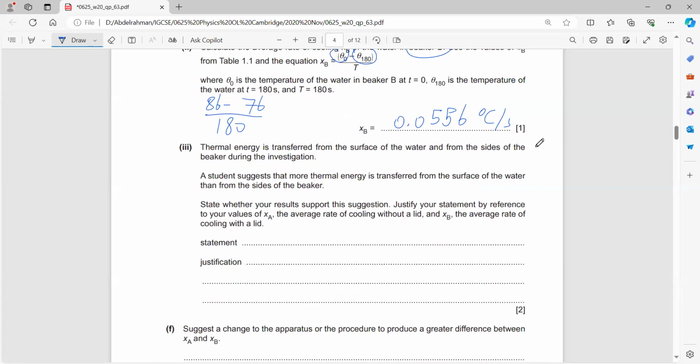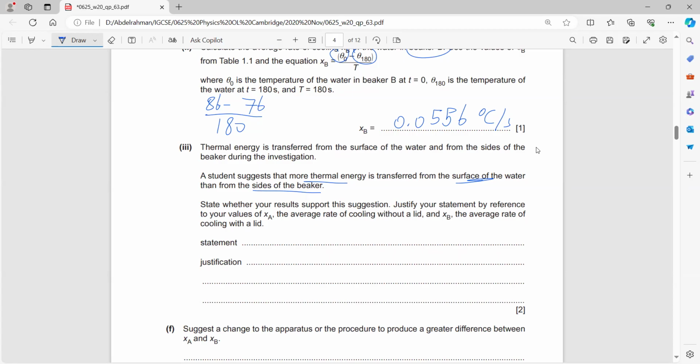Thermal energy is transferred from the surface of the water and from the sides of the beaker during this investigation. A student suggests that more thermal energy is transferred from the surface of the water than from the sides of the beaker. State whether your results support this suggestion or not. Is this correct or not? Yes, it is correct. Why is it correct?